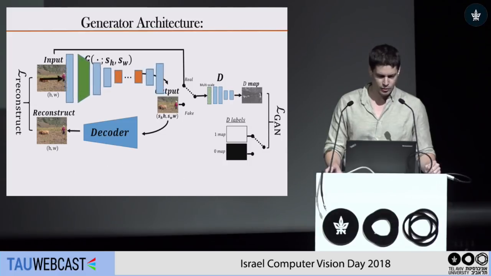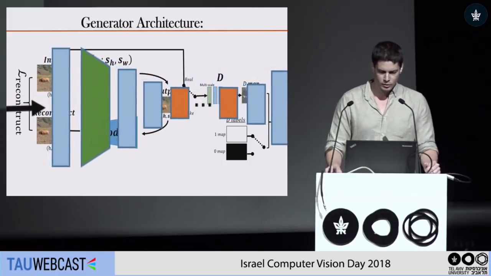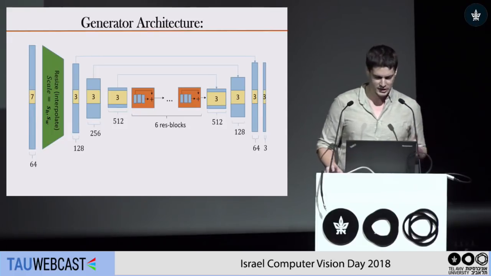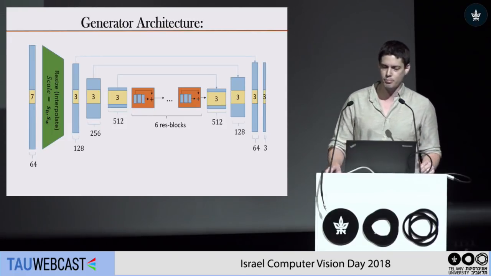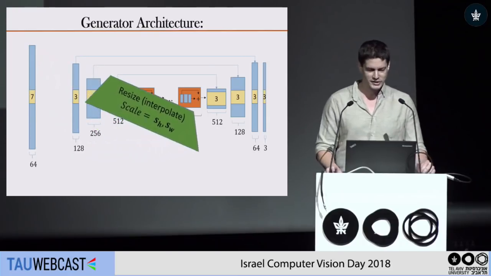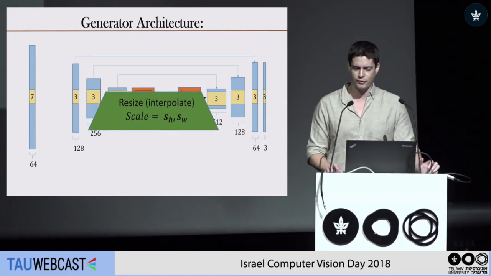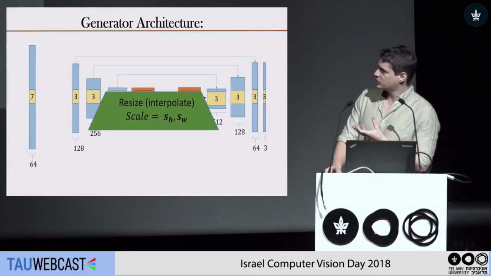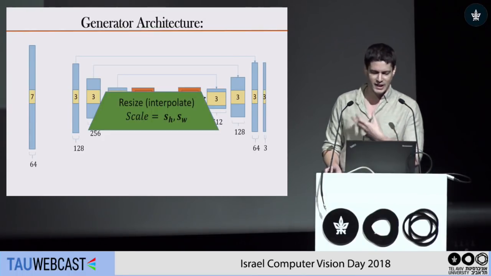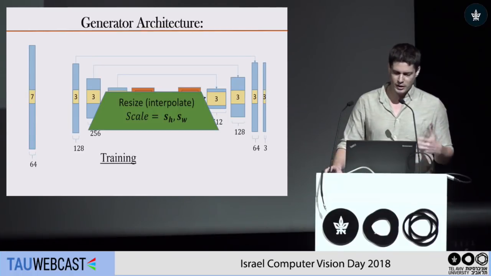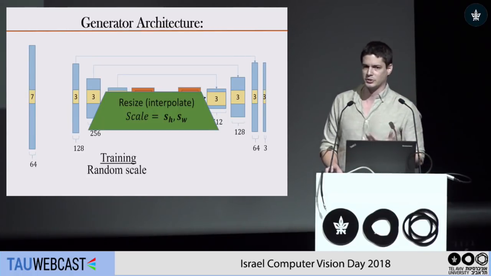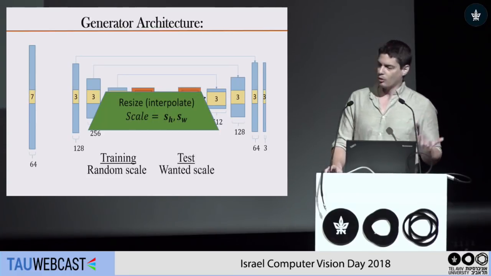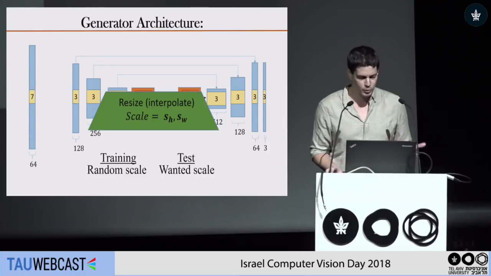Now let's see how the generator works. So the generator has a U-Net architecture and these 6 res blocks in the bottleneck, but a very important layer to notice is the resizing layer. Now this is a parameter-free layer, but it does expect as inputs to get the desired scales. And during training time, this would be just random scales, so it trains to all possible scales. And in test time, we feed it with the desired scale that we want to retarget to.